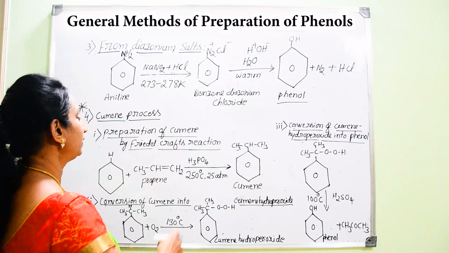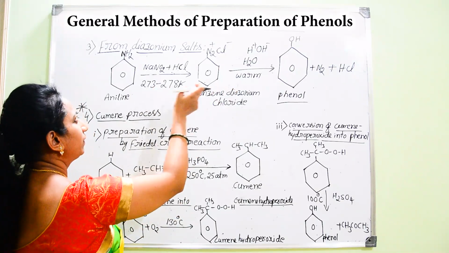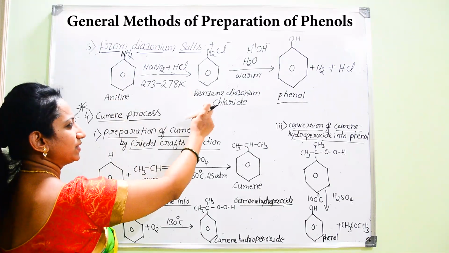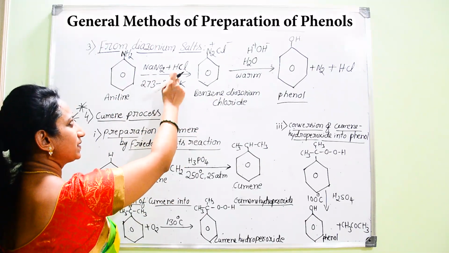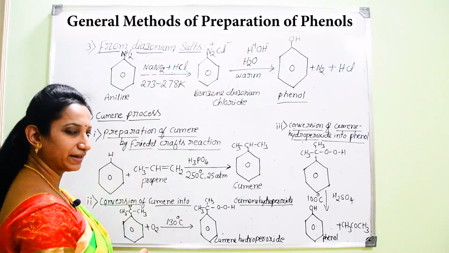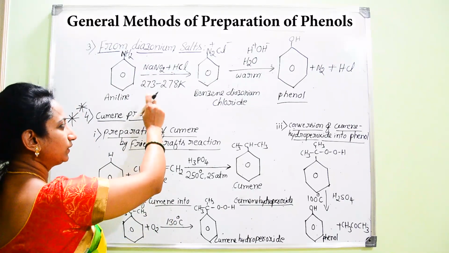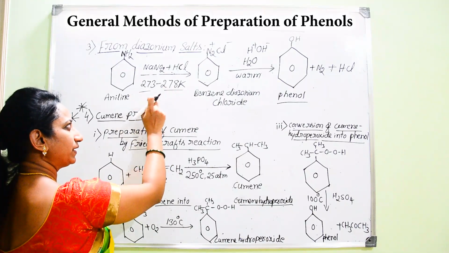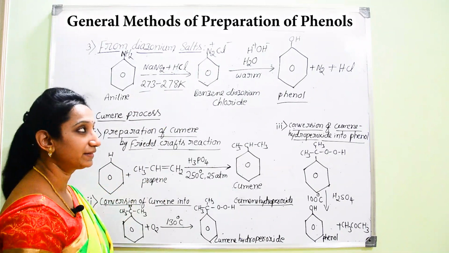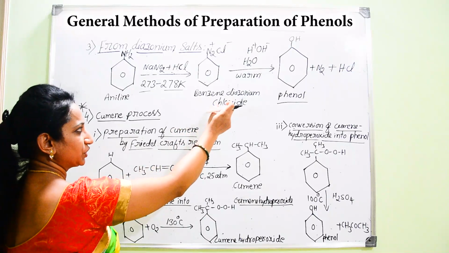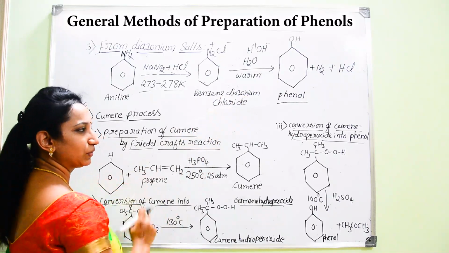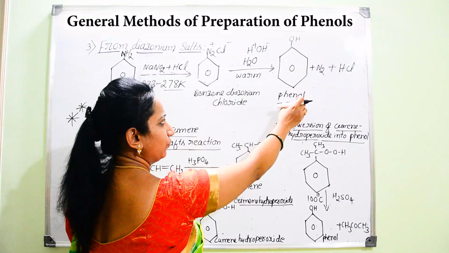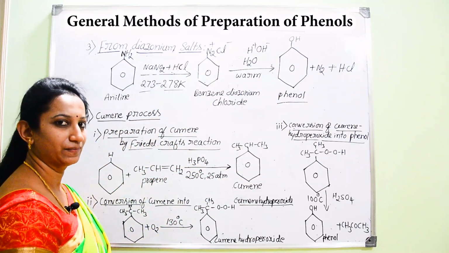So it is very simple. We can prepare phenol starting from aniline. In the first step, aniline converts into benzene diazonium chloride in the presence of a mixture of sodium nitrite, NaNO2, and HCl. The temperature is important, that is 273 Kelvin to 278 Kelvin. You are going to get the formation of benzene diazonium chloride. This on hydrolysis gives the final product, that is phenol.